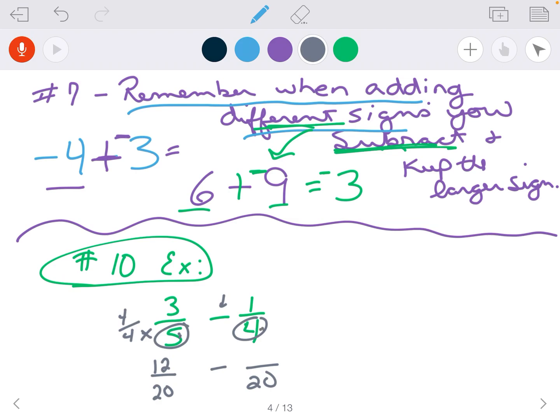4 times what gives me 20? The answer is 5. So what I do to the bottom, I do to the top. 1 times 5 is 5. And then you just subtract the numerators. And 12 take away 5 is, let me think, 7. Yeah, 7. Over, remember, your denominators don't change when you're adding and subtracting. You cannot reduce it, so that would be your answer.